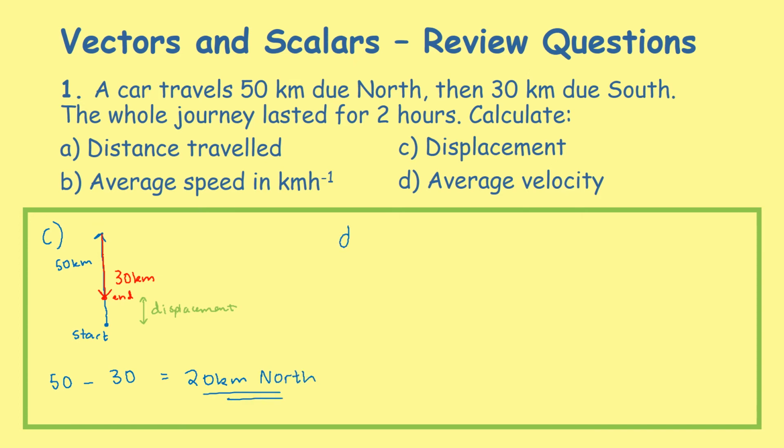Part D is the average velocity we're looking for. So the average velocity is a very similar equation, if you can remember, to the speed equation. But instead we've got our average velocity, v bar, we have displacement, and we have time. So we want a question mark for our average velocity. Our displacement was 20 kilometers this time. And our time was the same 2 hours as before.